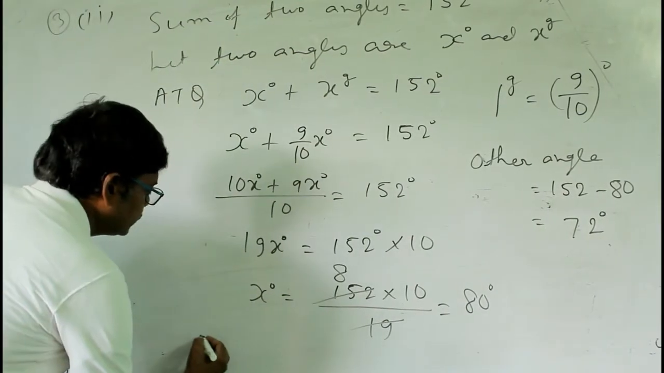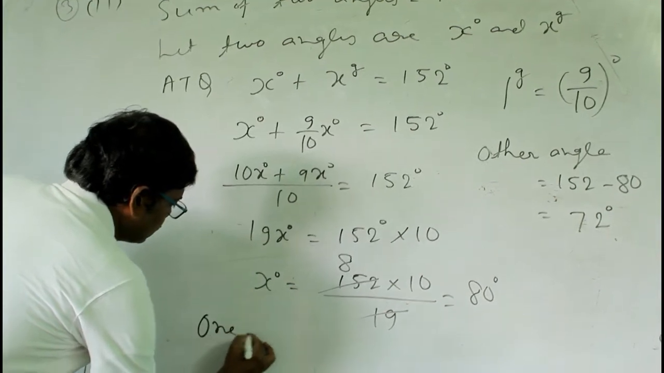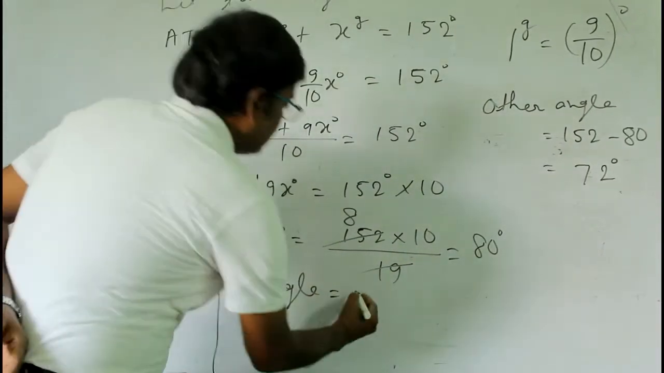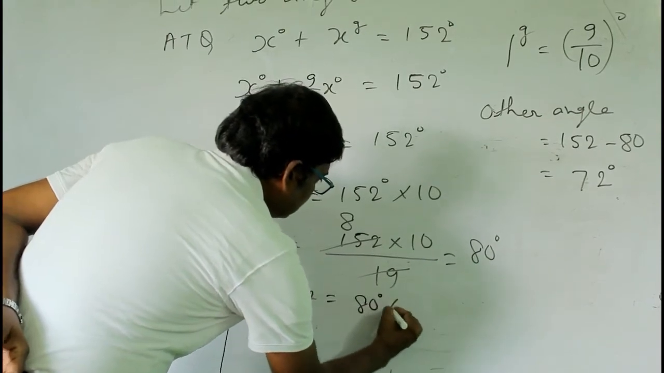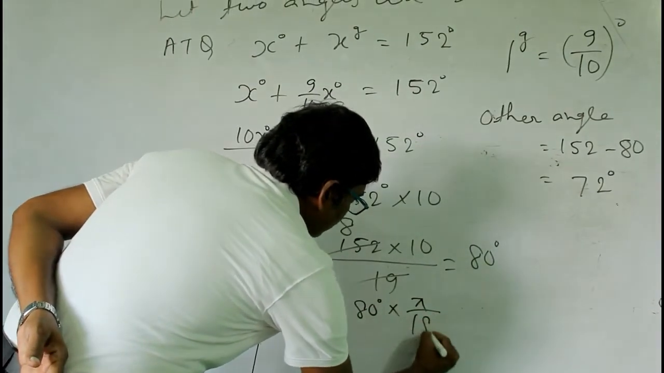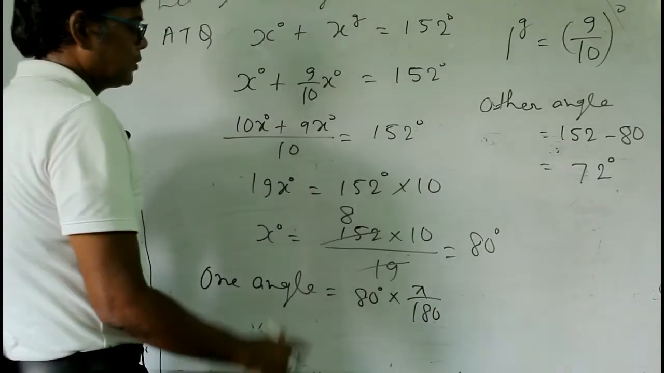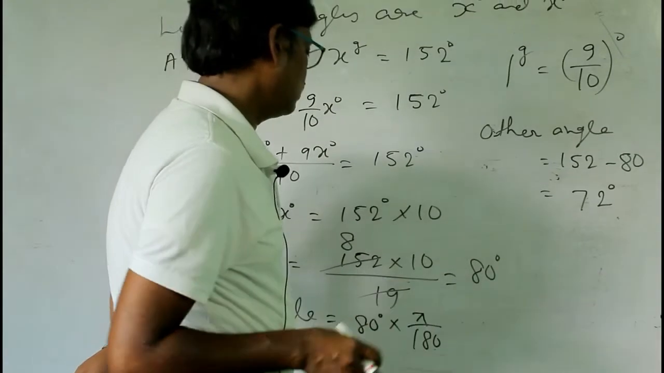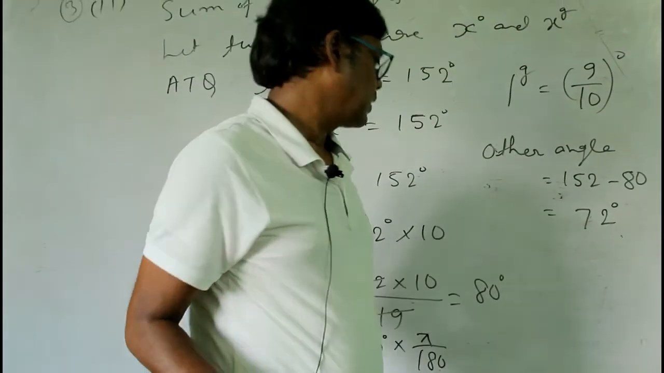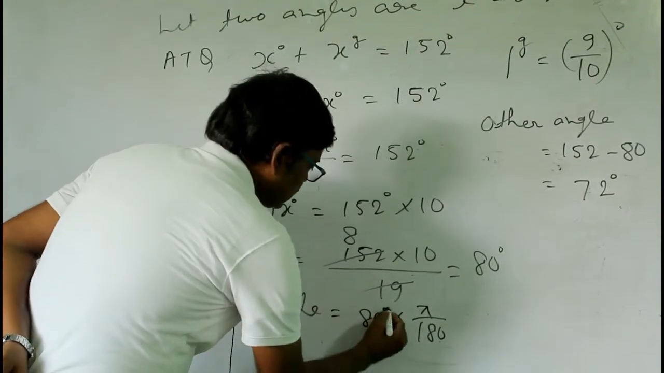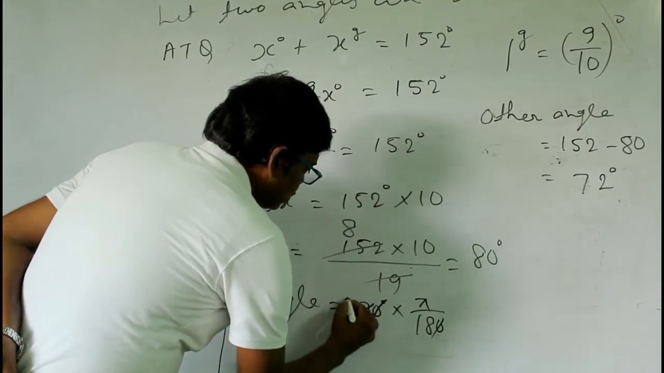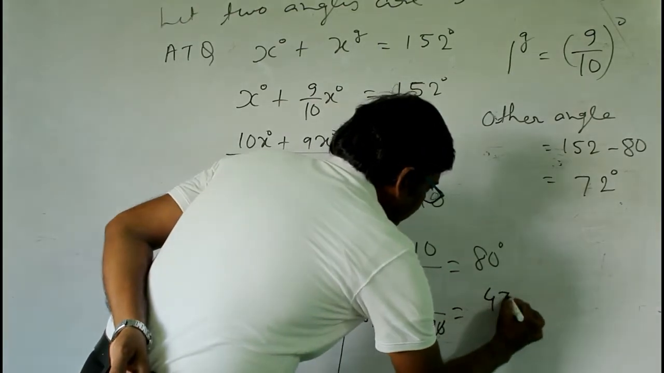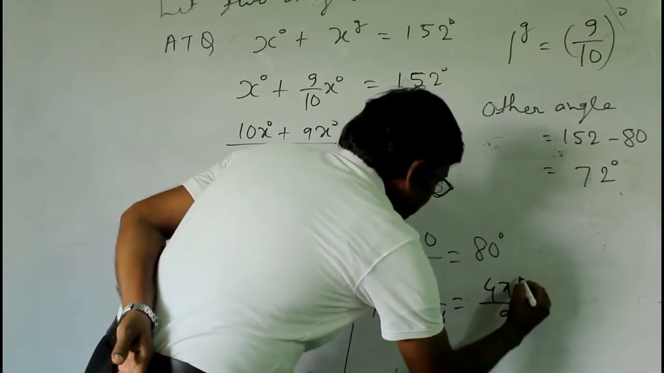So now here you have one angle equal to 80 degree into pi by 180 radian. Okay, because 1 degree equals pi by 180 radian. Okay, you have to learn all those formulas I have written in the first class. So now here you will cut it. Then 2 4s are 8 and 2 9s are 18. So the answer is 4 pi by 9 radian.